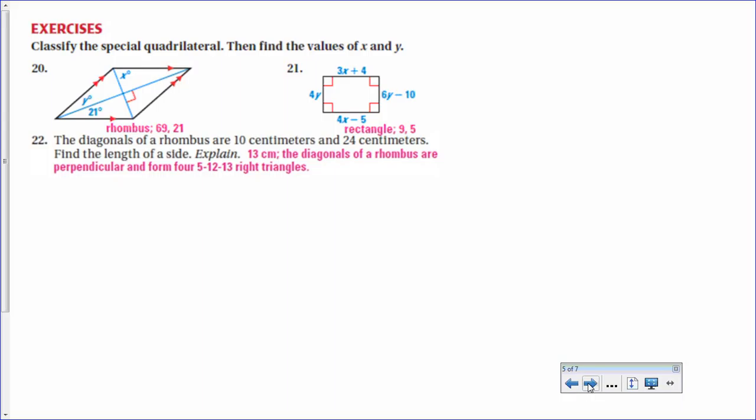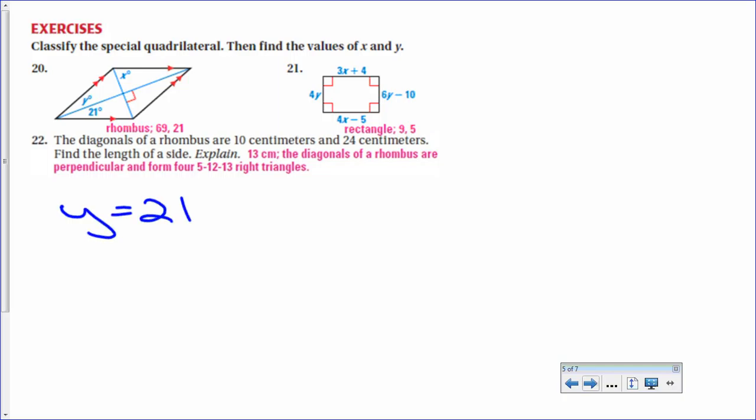All right, so classify the quadrilateral and then find the values of x and y. So right away for number 20, what I'm noticing is you got a bunch of parallel lines. You got 2 sets, and this is huge that you have this 90-degree angle in there, because a rhombus is the only one that does that. Okay, so we have a rhombus, and I know that on a rhombus, that 21 and the letter Y, look where that's at right now. The 21 and the Y, that angle is bisected, so Y equals 21. So that's a quick one.